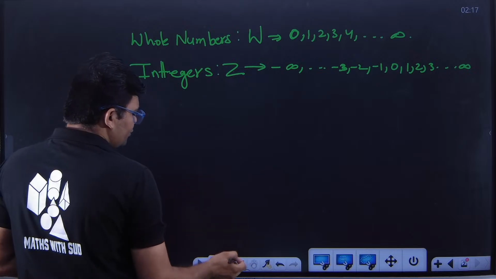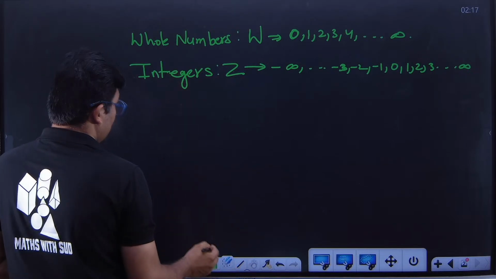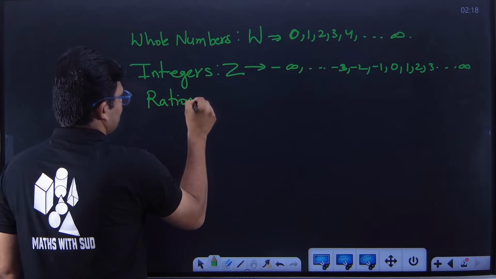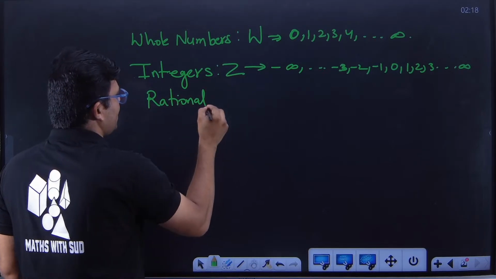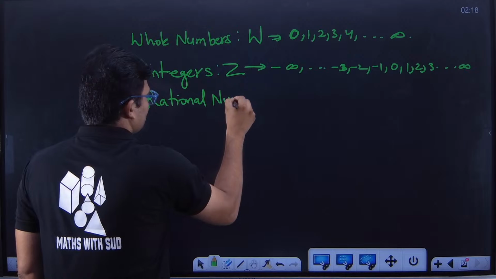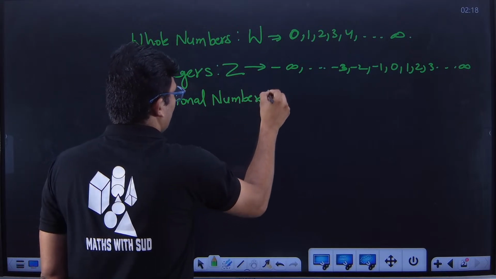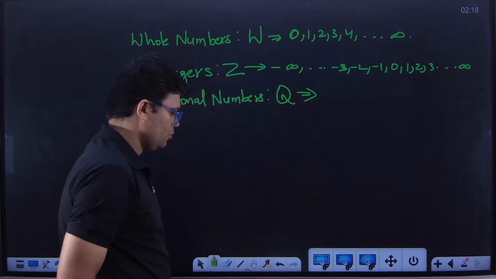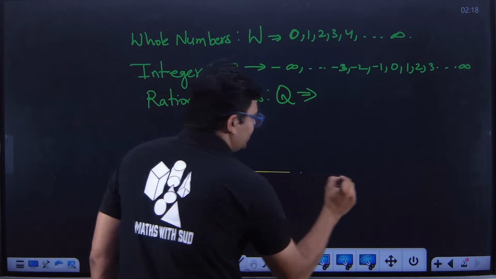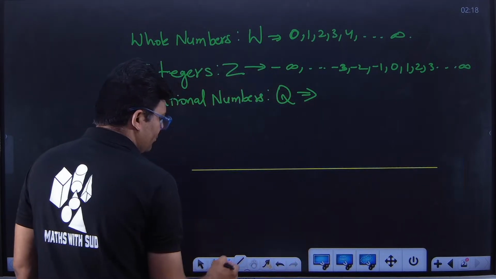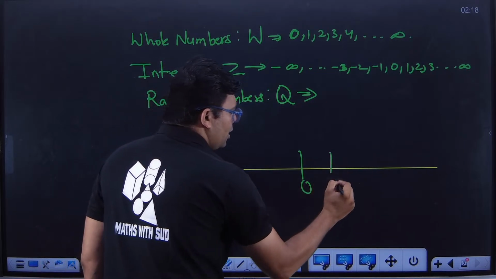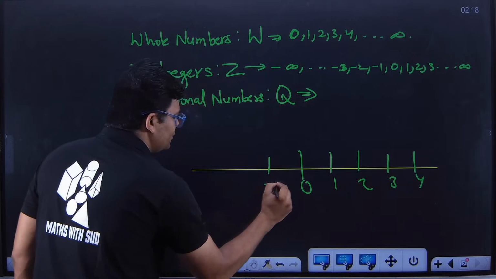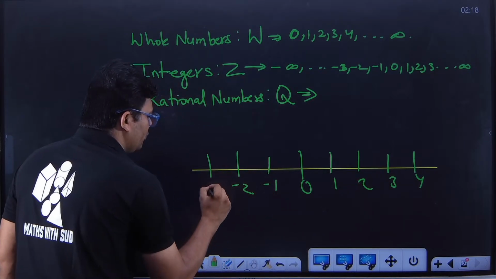Now coming to the next kind of number system. Such numbers are known as rational numbers. The bigger system of this are rational numbers. You might be knowing or not knowing, they are represented by the symbol Q. If this is a number line, the center part is 0 and then you have 1, 2, 3, 4, and on the left side you have negative 1, negative 2, negative 3.